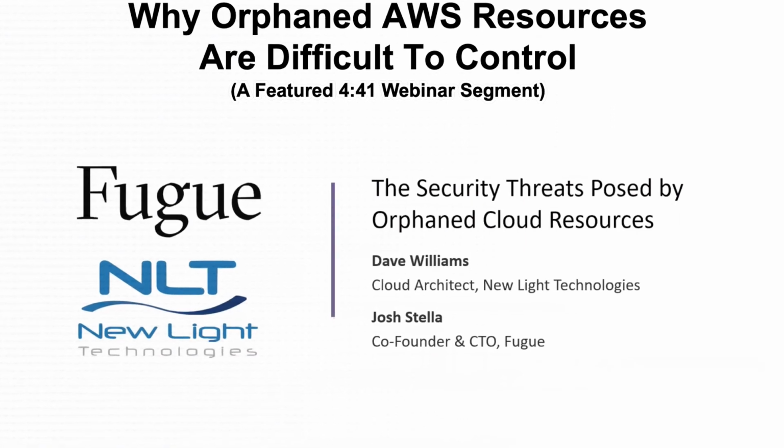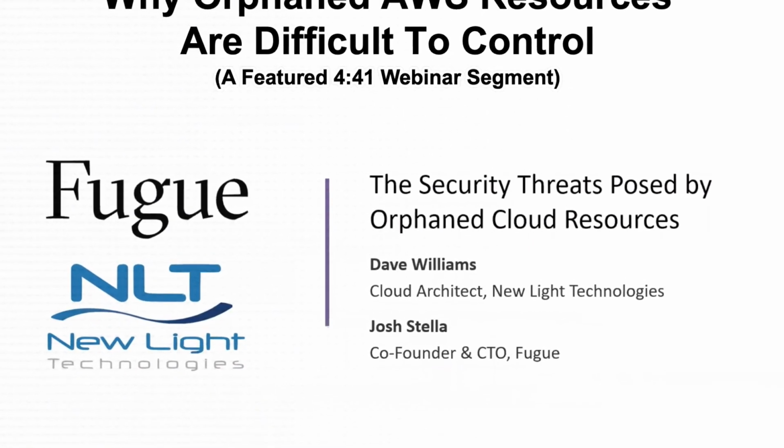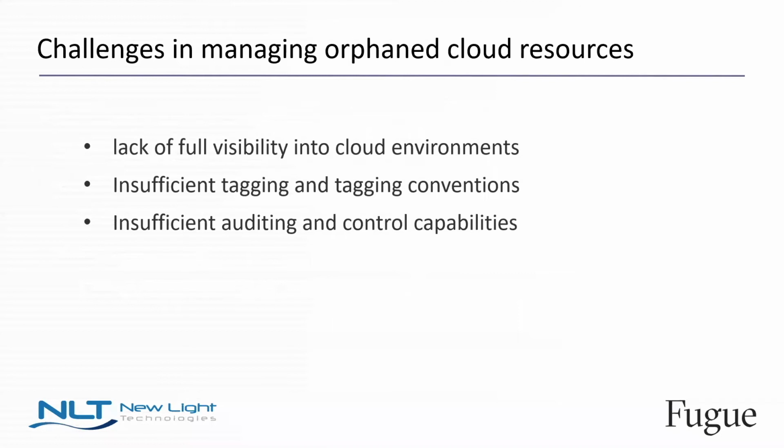What are the challenges in managing cloud resources in general and also finding orphans? One is a lack of full visibility into cloud environments. You might be thinking, well, hey, there's lots of reports that you can pull from cloud provider tools and from third-party tools that will list all your stuff, and that's true, but that's not how humans work, right? We don't think in terms of spreadsheets, and it can be really hard to contextualize these things.